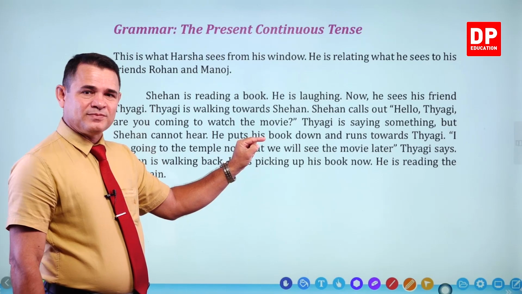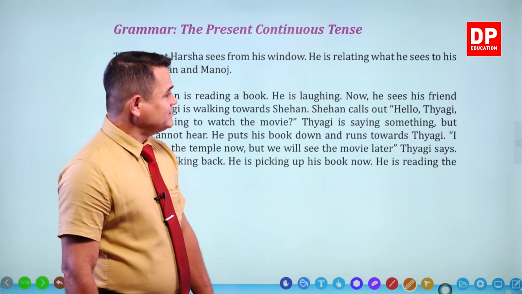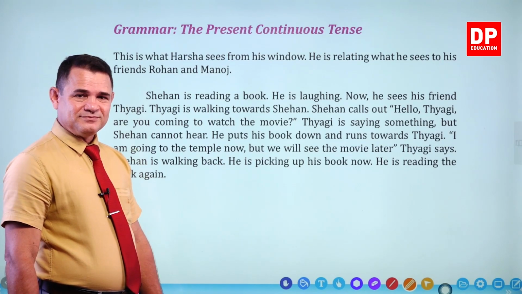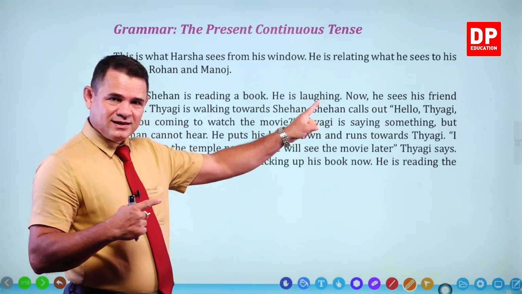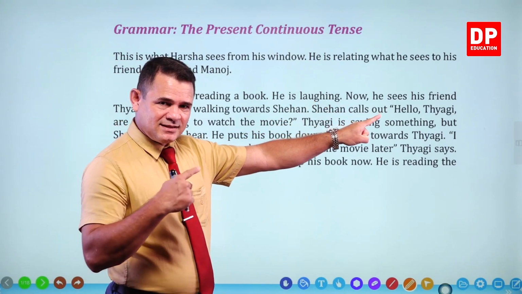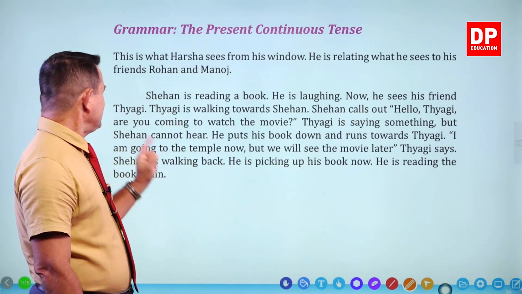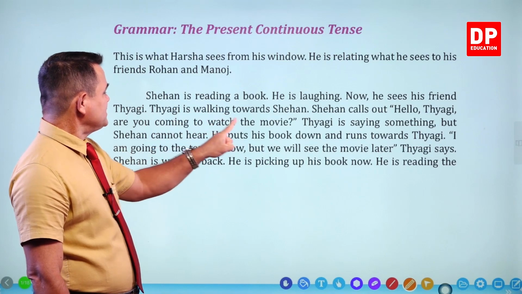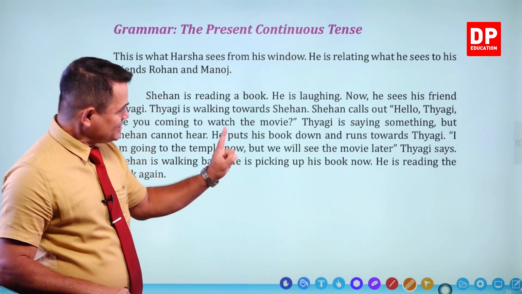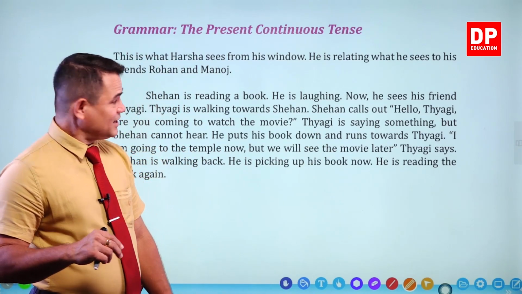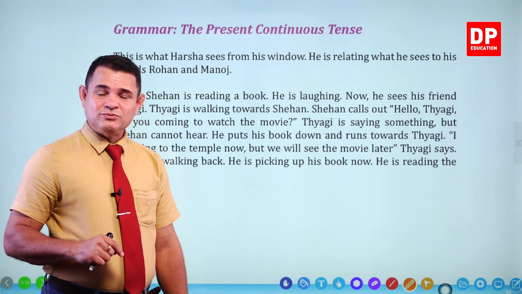Shehan is reading a book. He is laughing. Now he sees his friend Tyagi. He is reading a book. He is laughing. Now he sees, and sees his friend Tyagi. Tyagi is walking towards Shehan. Shehan calls out. Hello Tyagi. Are you coming to watch the movie?